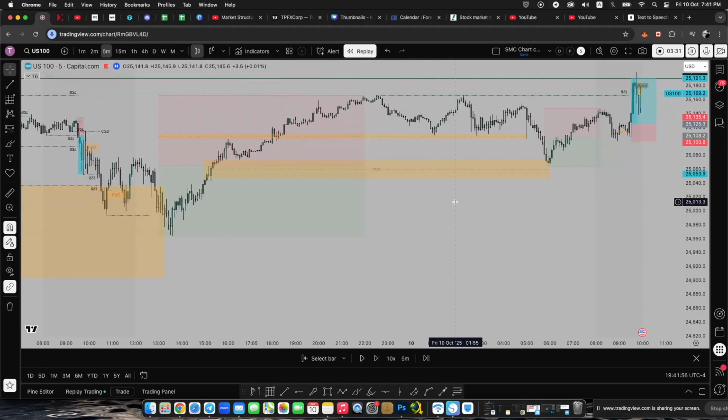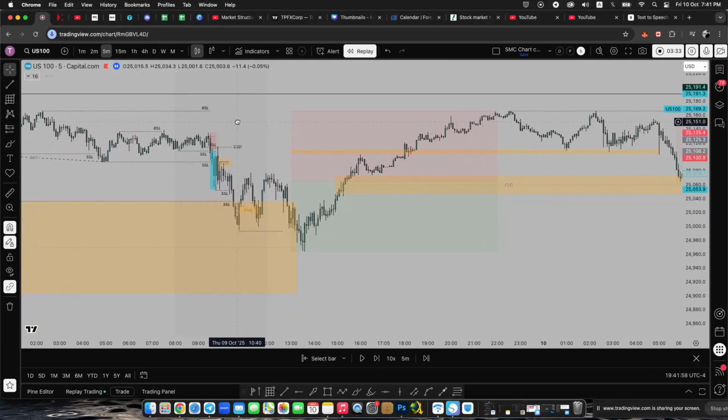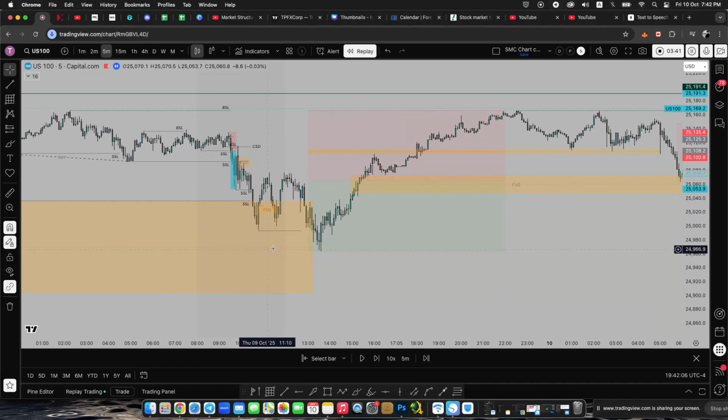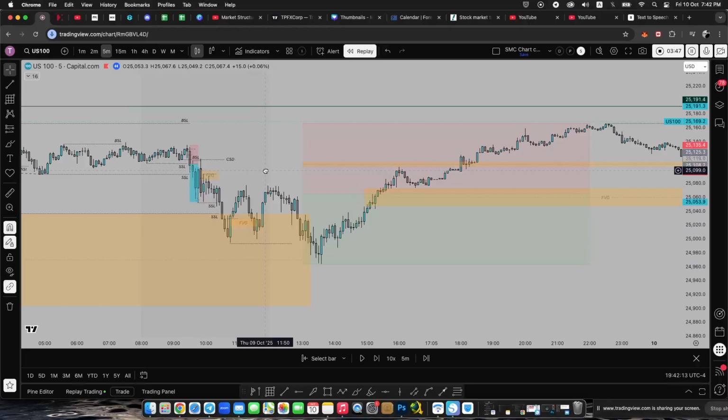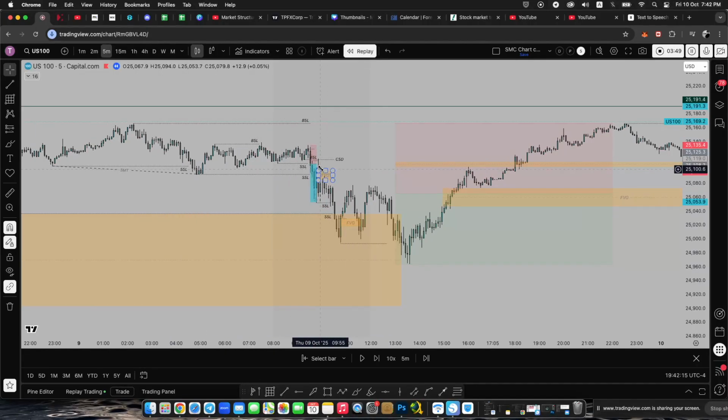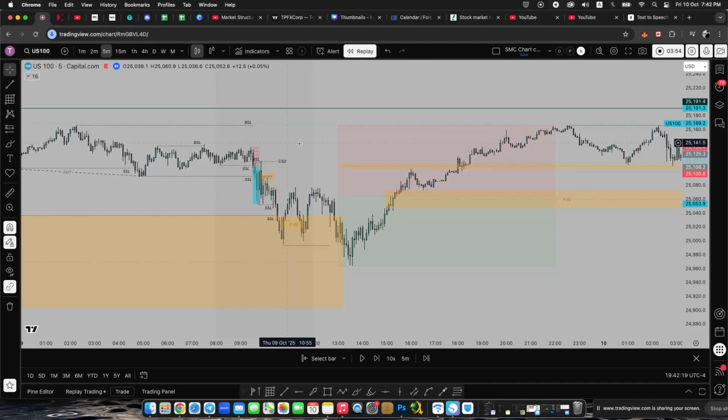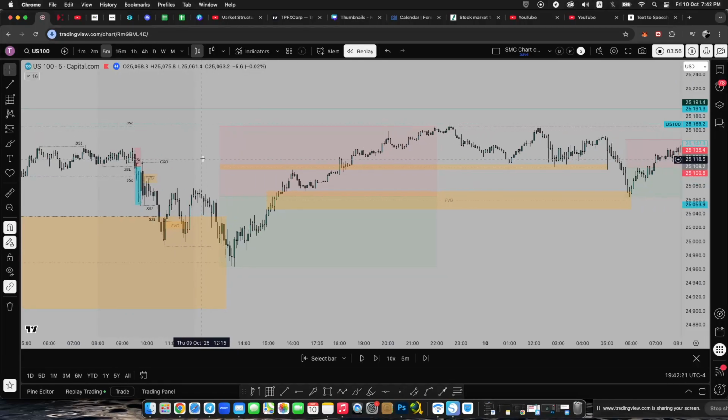On the previous day, on Thursday, I took a sale. I actually got a couple of losses. And here I was also trying to continue looking for sales because I wanted to target the fair value gap right here. After the drop, the pullback got me out on break even. I was trying to get a continuation to the downside, but I just ended up getting out on break even. So that day pretty much was over for me.